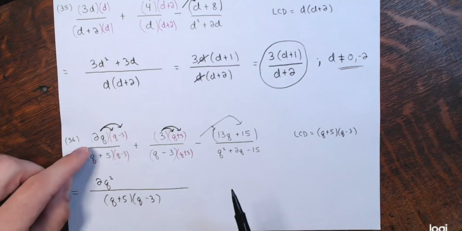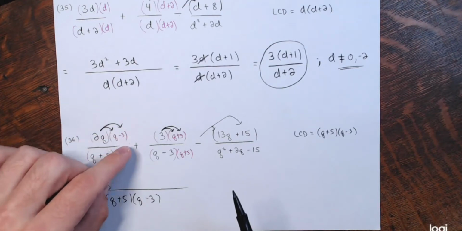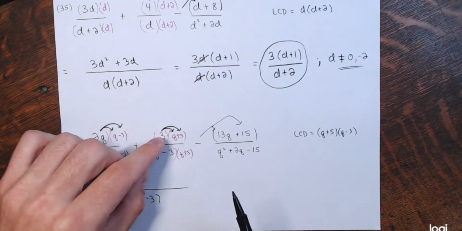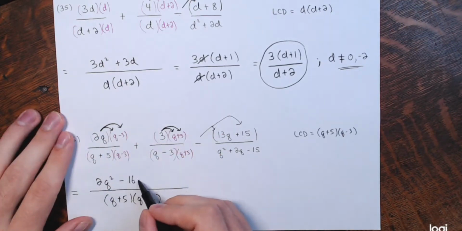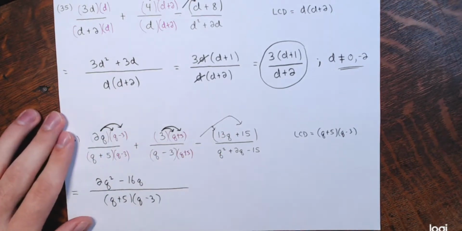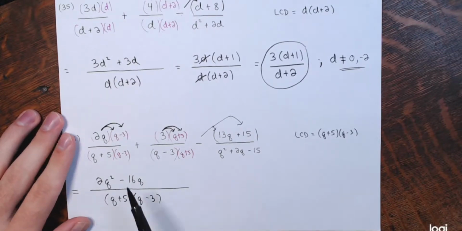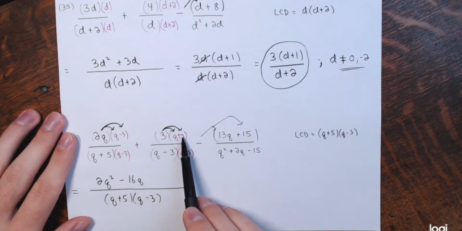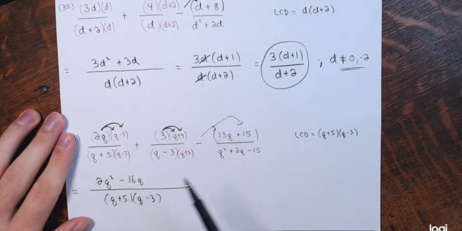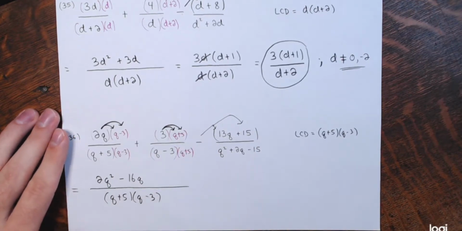So again, one more time. Minus 6q plus 3q would be minus 3q. Minus 13q would be minus 16q. And then constants. There are no constants here. There would be plus 15, minus 15, so that's it. That's 0. Right.